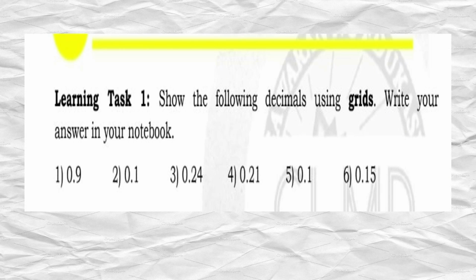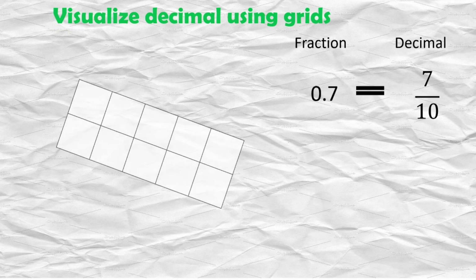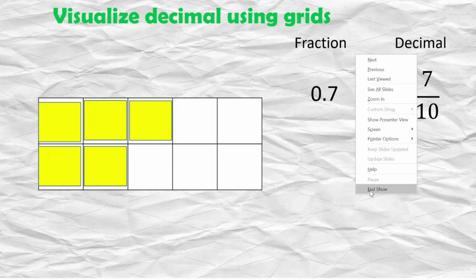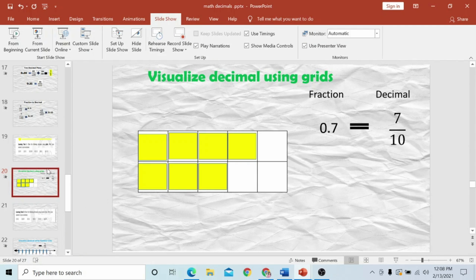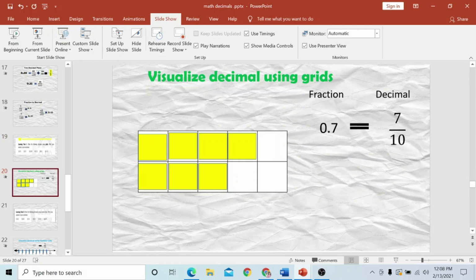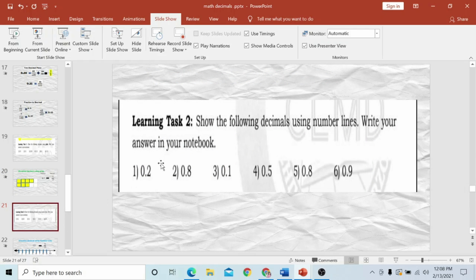Next, let us have the learning task 1. Show the following decimals using grids. Write your answer in your notebook. So, ano ang gagawin dito sa learning task number 1? Okay, ganito ang gagawin ninyo. Ayan. So, dapat, ang sagot nyo ay ganito. You are going to draw a grid, then shade. Okay?